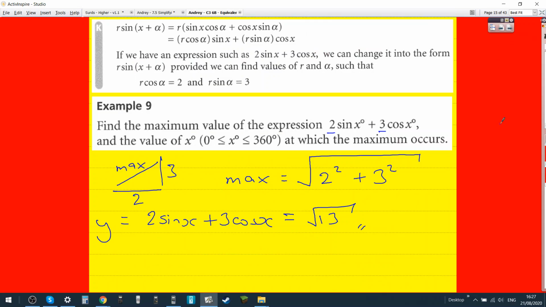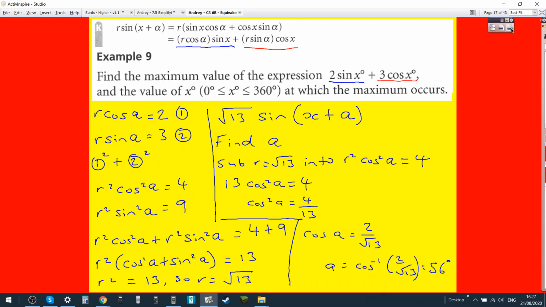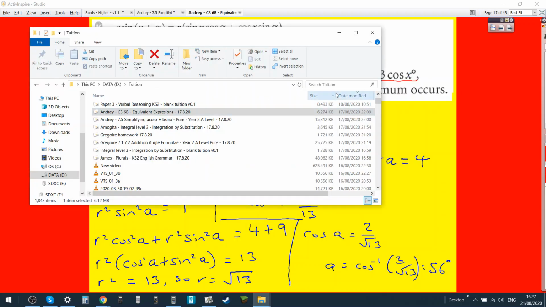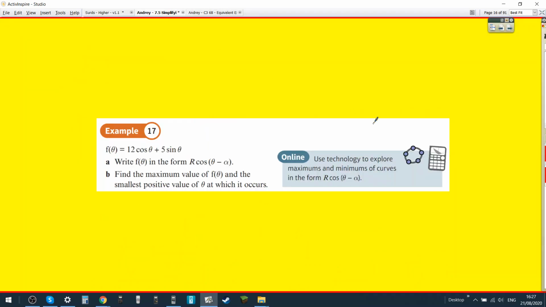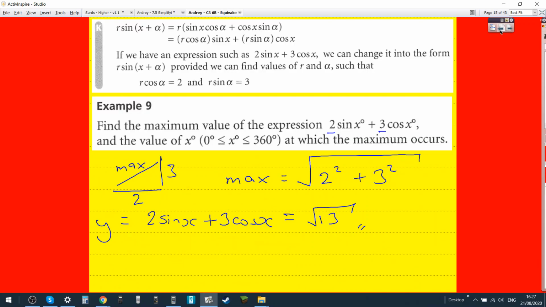We did most of this. Is it root 13? Screw it, let's do what you were doing. Okay, this one. No, we've done most of it already. Okay, here's one we did before.